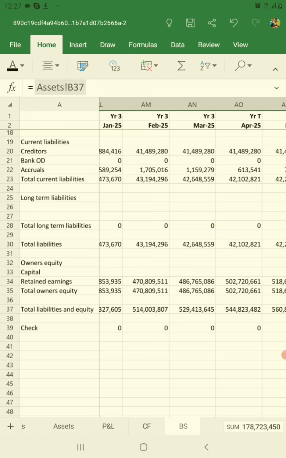The journey is still there. We need to introduce capital, we need to introduce loan for financing and other stuff. So bye for now, see you later.